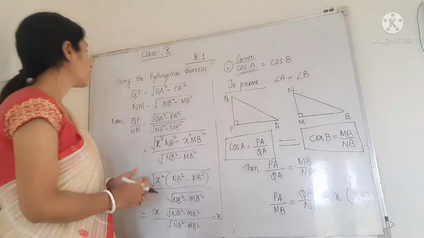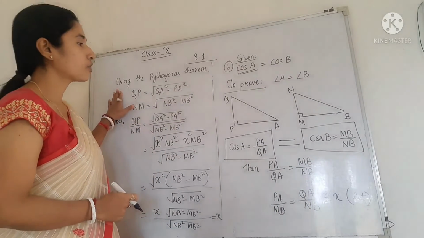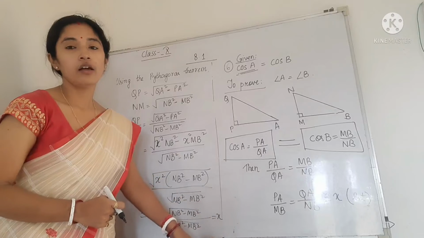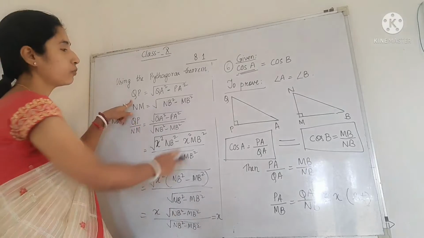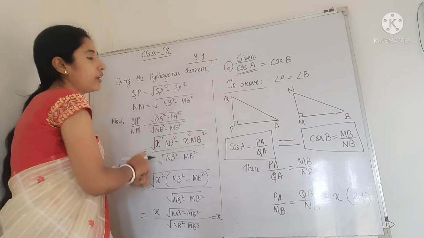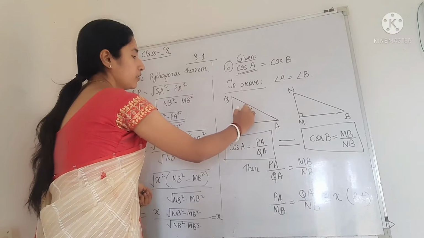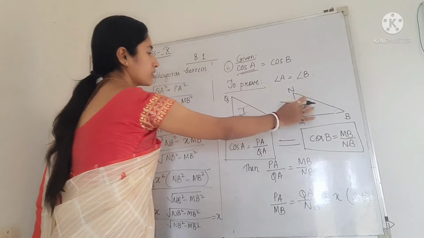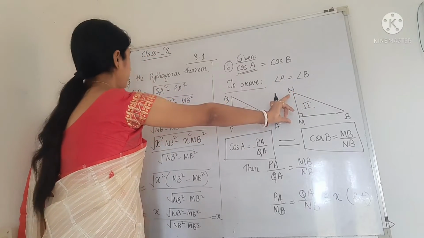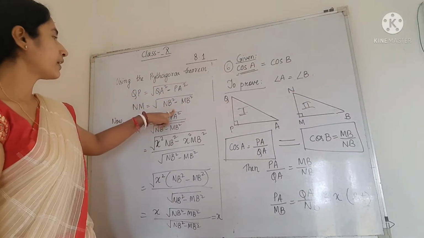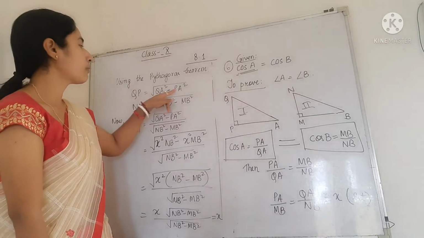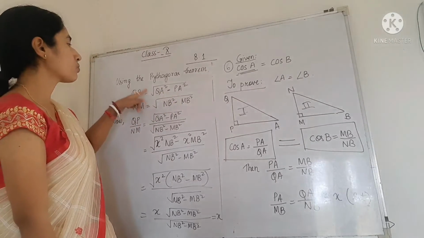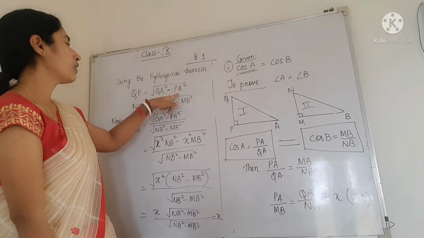and let this ratio be equal to X. The next step is we have to use Pythagoras theorem in these two triangles to find the value of perpendicular. QP is the perpendicular in the first triangle. This is our first triangle and this is our second triangle. So in second triangle, perpendicular is NM. So I am writing NM. So I am writing here directly. Okay, QP square will be equal to QA square minus PA square. So after removing the square, this side square root will come.